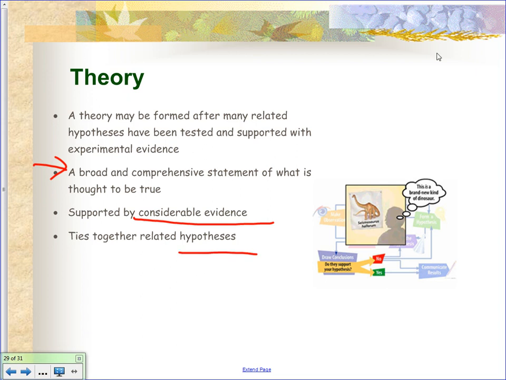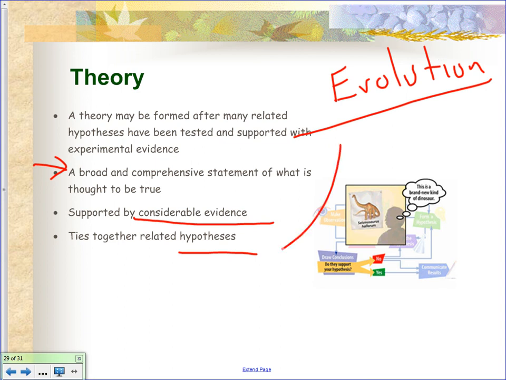So for example, the theory of evolution is a broad idea. It's a broad statement of how organisms change over time. It incorporates many hypotheses, and it's got hundreds and hundreds and thousands of experiments that have been done and tested on it. And it's what we believe to be true of the natural world.